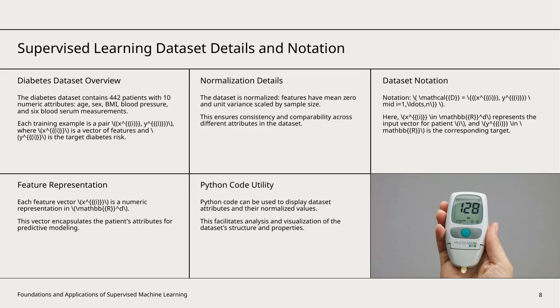Each feature vector x to the i encapsulates all the attributes of a patient in a numeric format, which is essential for building predictive models. And finally, in terms of practical analysis, Python code can be employed to display these dataset attributes and their normalized values. This makes it easier to analyze and visualize the data, helping us understand its structure and properties more effectively.